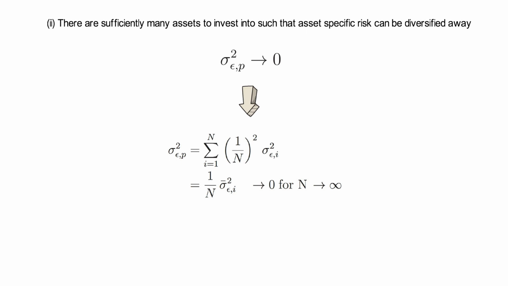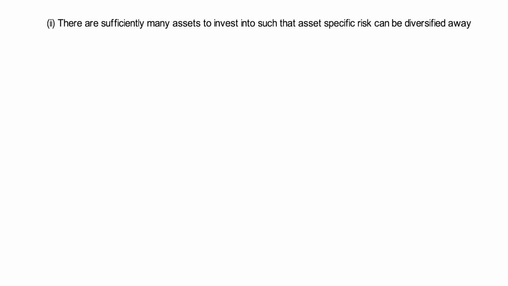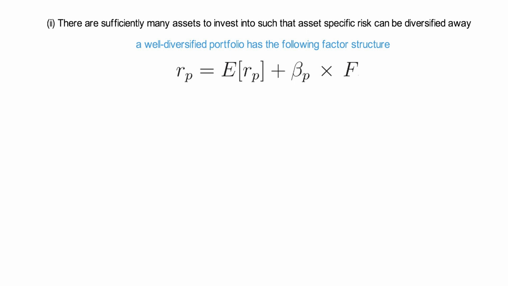So as a well-diversified portfolio is not affected by asset-specific return shocks, we can indeed say that for all practical purposes, a well-diversified portfolio has the following factor structure, which would imply that the return of a portfolio, to be precise, the return of a well-diversified portfolio, equals the expected return plus beta p times the factor.